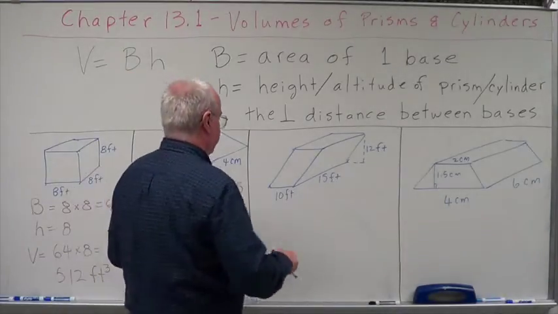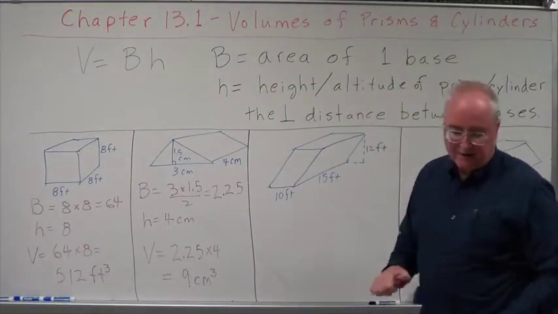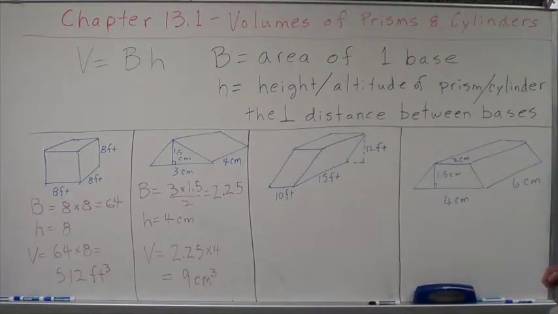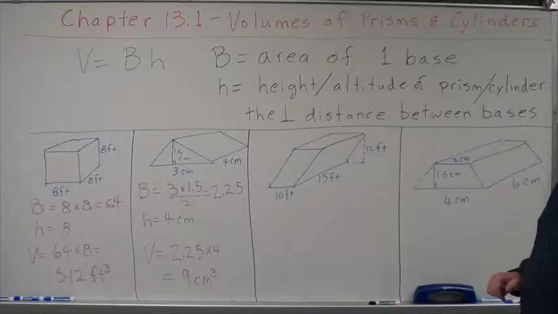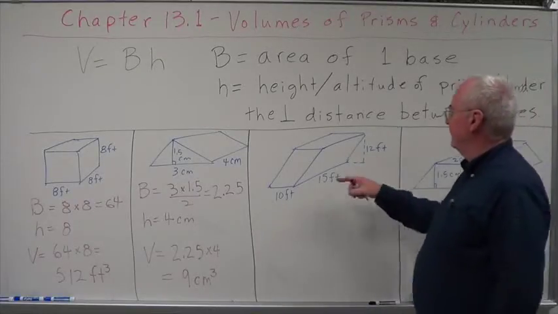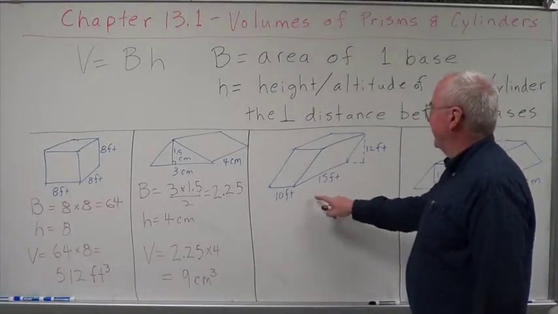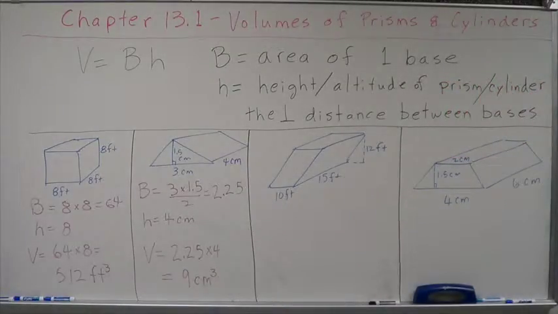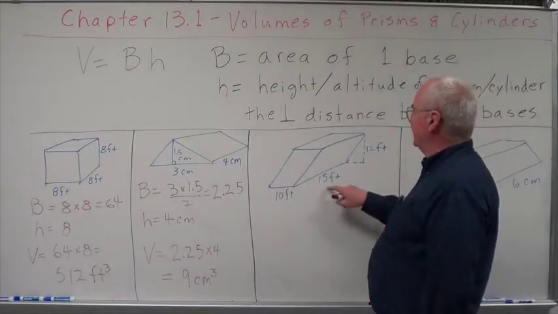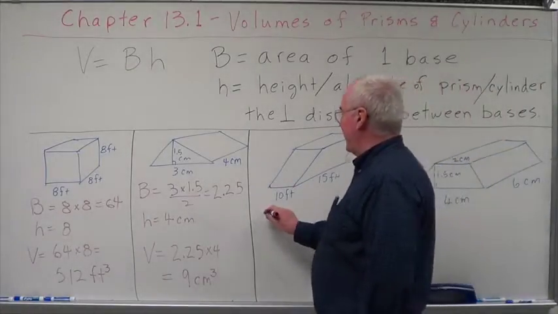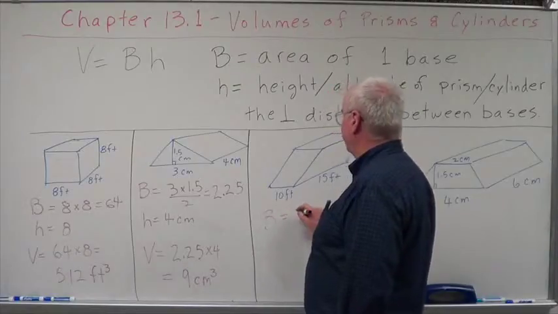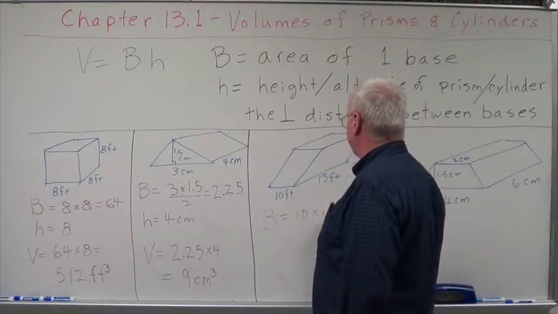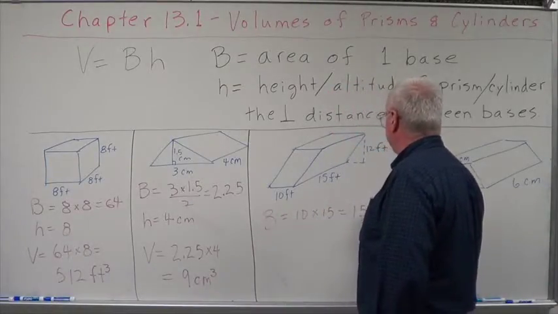Okay, now, here we have a parallelogram prism, parallelogrammal prism, okay, however you want to do it. Okay? Basically, it's an oblique rectangular prism. It's leaning. All right? So, we're given this side and this side, so we're going to let that be the base. And that's going to be 10 times 15 equals 150.